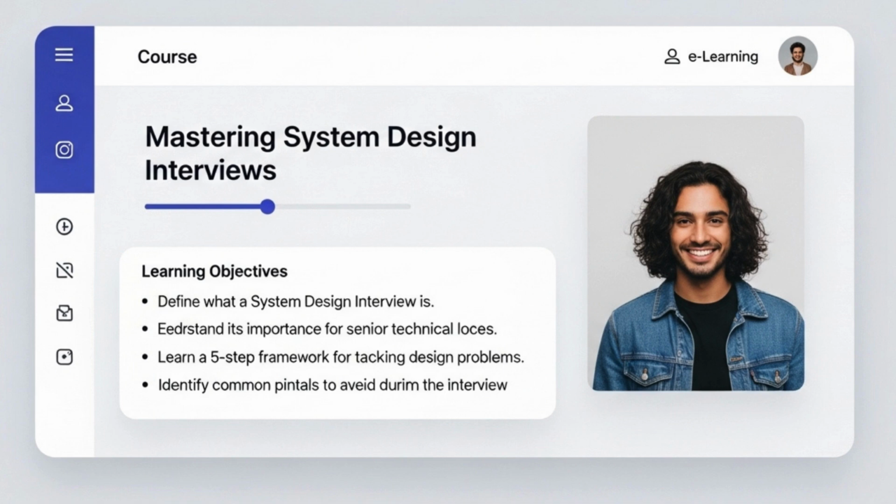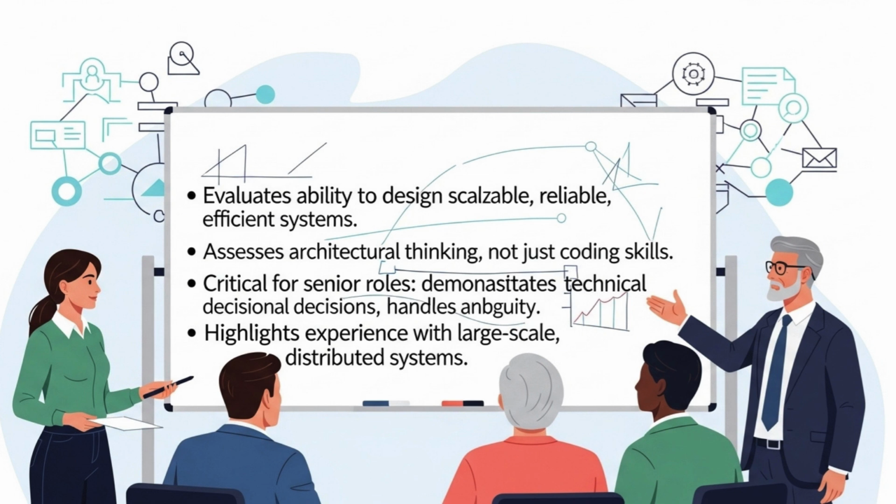So, what exactly is a system design interview? Unlike coding interviews that focus on algorithms, this interview evaluates your ability to design scalable, reliable, and efficient systems that solve real-world problems. It's less about writing perfect code and more about your architectural and engineering judgment.